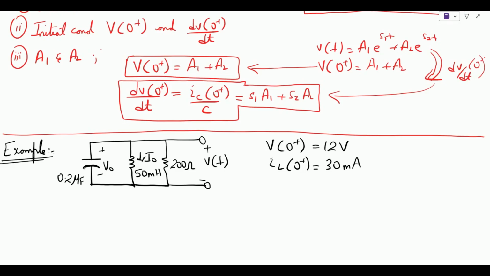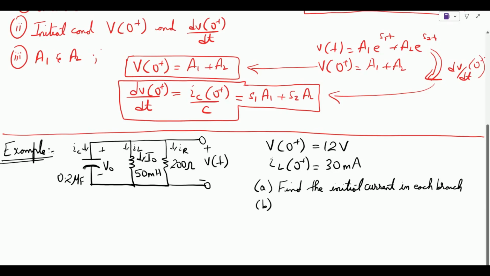And we have been asked to find these unknowns, that is, finding the initial current in each branch, which means we need to figure out what is IC flowing through the capacitor, what is IL, and what is IR through the resistor.